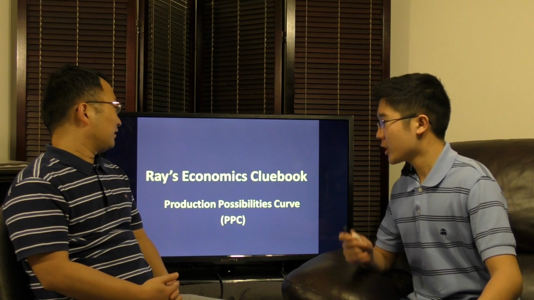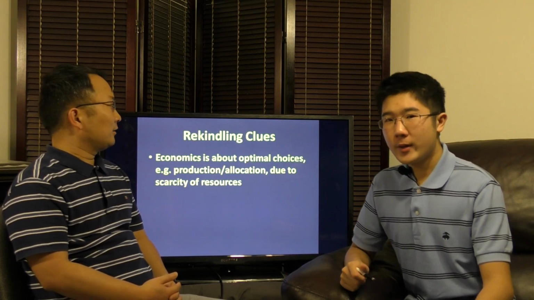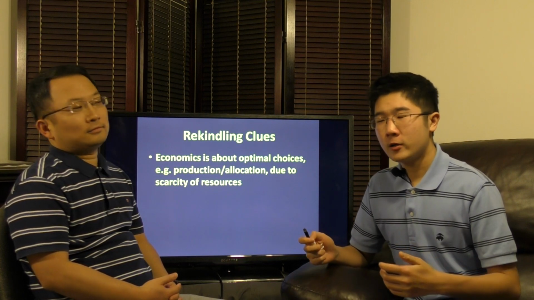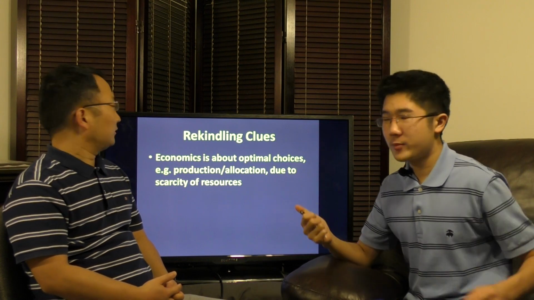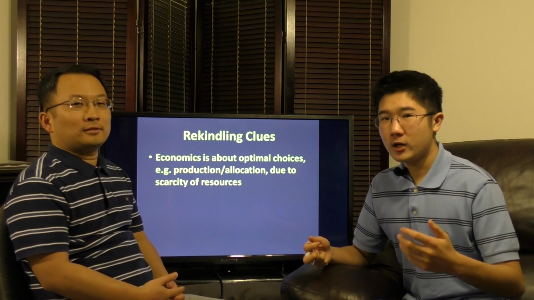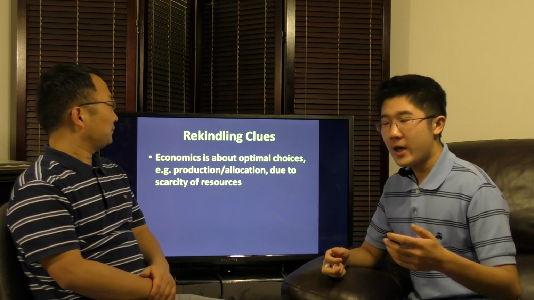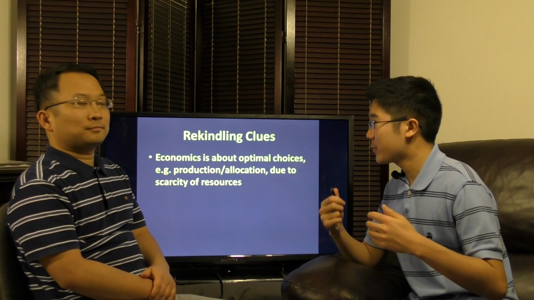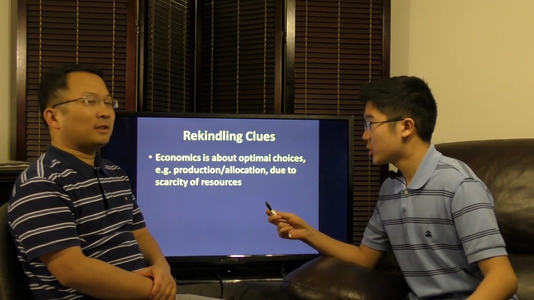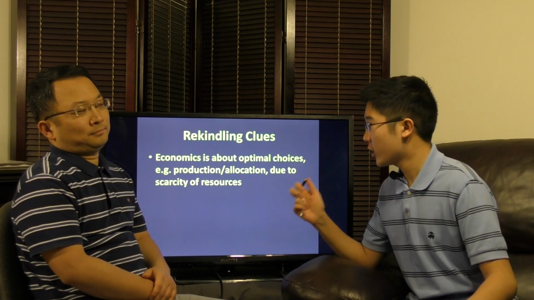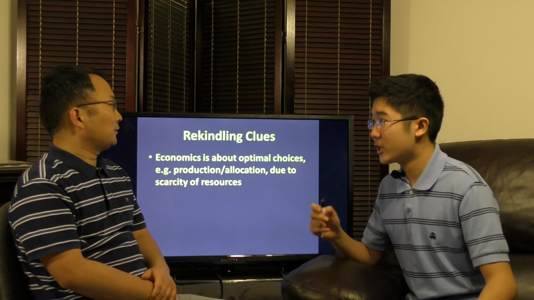Today, we'll talk about the Production Possibilities Curve, or the PPC. Just to rekindle your knowledge in economics, economics is basically a study of optimal choices, a study of trade-offs, a study of opportunity cost. Different decision making, right? Yes, and you can build off of that with the topics of production and allocation, because the resources are scarce. So scarcity of resources forces us to make trade-offs, decisions, and production decisions, and that leads us to the PPC, or Production Possibilities Curve.